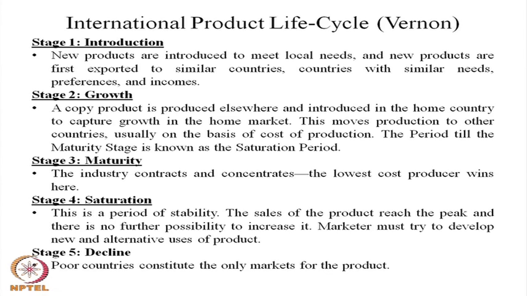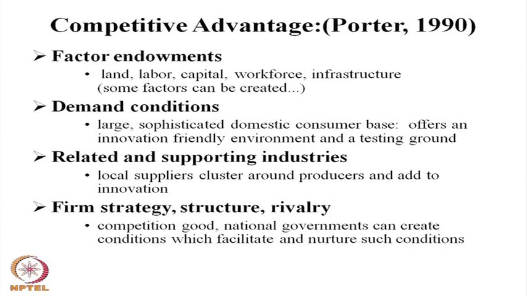If you go through international trade, there are different cost advantage processes. Porter in 1990 developed what is called competitive advantage, and competitive advantage is a factor of endowment. Here land, labor, capital, workforce and infrastructure are all factors, and a country endowed with these factors gets the competitive advantage. The second part is demand condition, like a sophisticated large market and sophisticated domestic consumer base, which offers an innovation-friendly environment and testing ground. The demand condition also provides first mover advantage or competitive cost advantage.